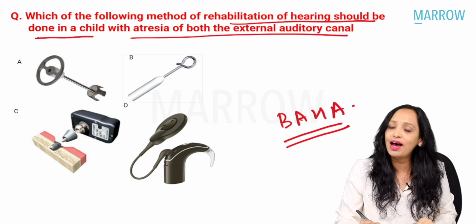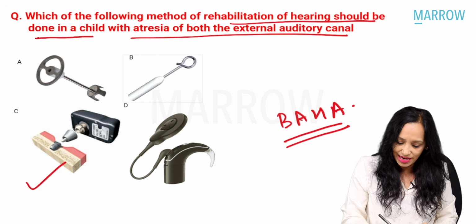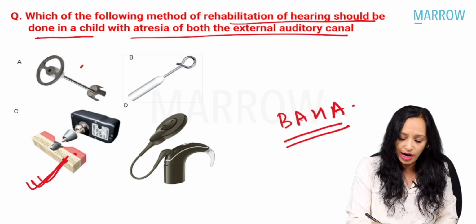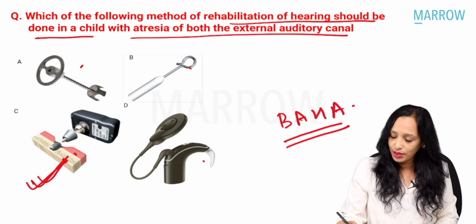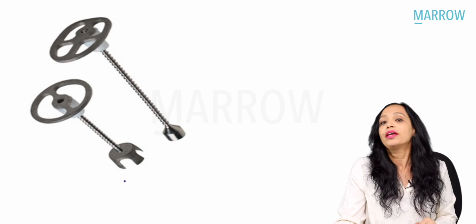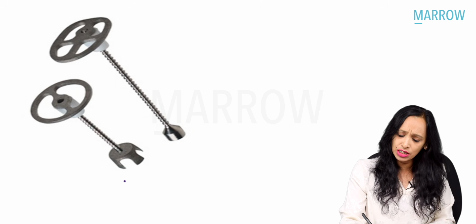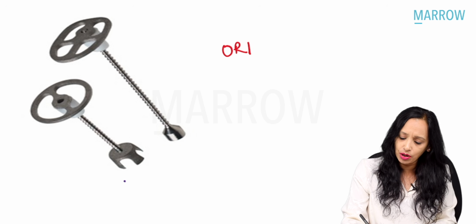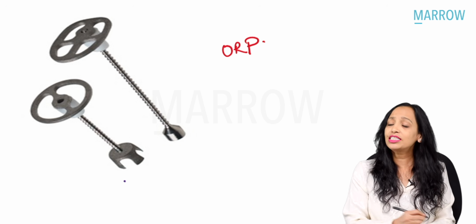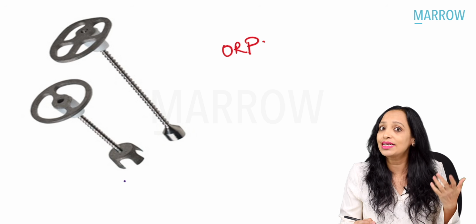So which one is BAHA here? Can you identify? Yes, this is BAHA. What is 1, 2 and 4? Yes, so let us see them also. Yes, what is this? This is an ossicular replacement prosthesis. This replaces ossicles. Which ossicles does it replace?